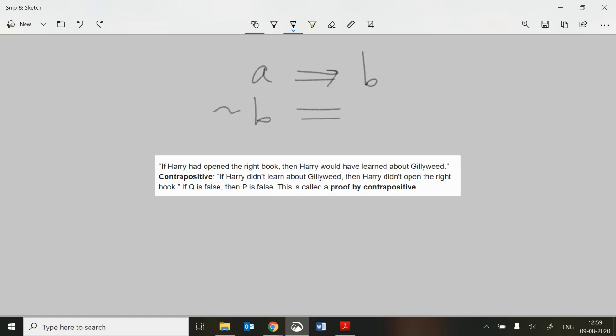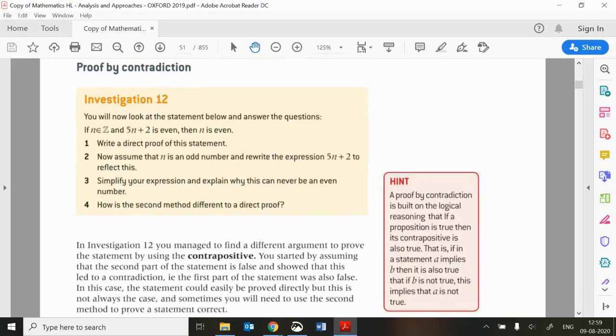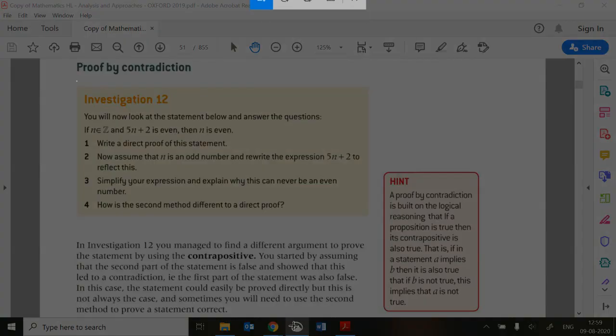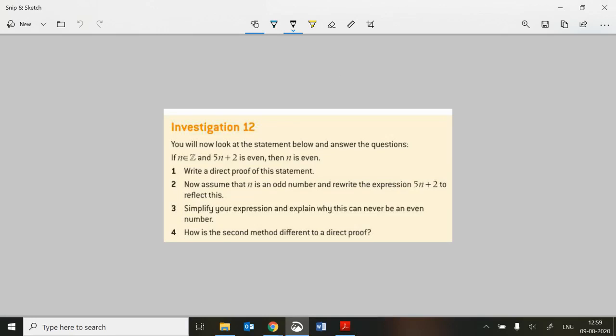Right. So let's try and take the example we come up with. Let's take investigation 12 to work that one through and see what they're talking about. So here's investigation 12, and this is for 1F.